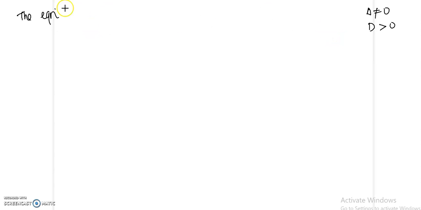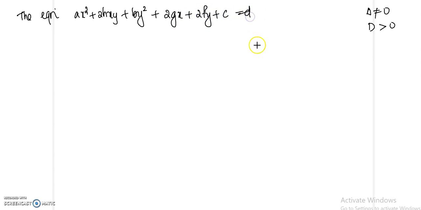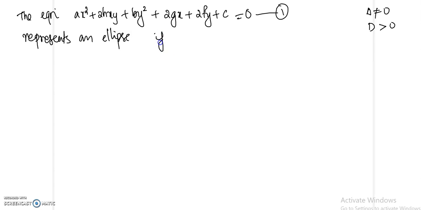So we have the equation ax square plus 2hxy plus by square plus 2gx plus 2fy plus c equal to 0. Let us call it equation 1. So equation 1 represents an ellipse if d is not equal to 0 and delta is not equal to 0 and d must be greater than 0.